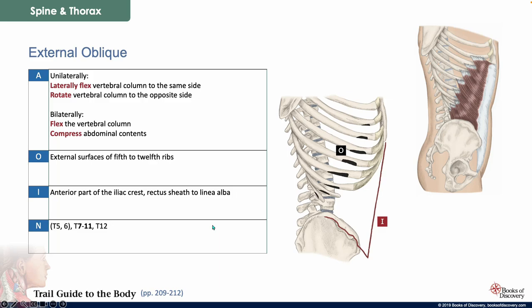Origin: the external surfaces of ribs 5 through 12 of the thorax. So these bad boys, I mean, obviously the ribs are in the thorax, and then it runs down diagonally to the anterior part of the iliac crest. Anterior means the front part, and this connective sheath called the linea alba. The linea alba is pretty important for abdominal muscles.